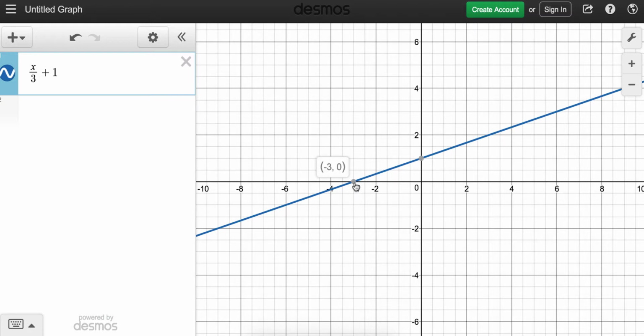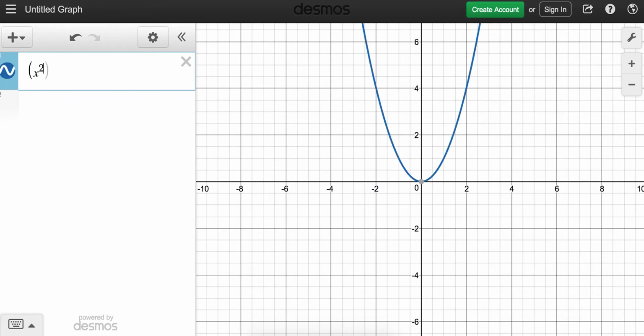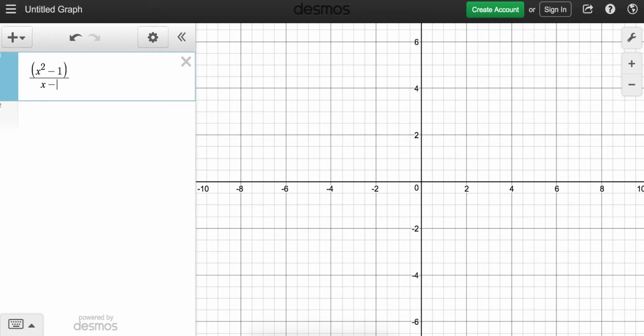So for example, right here, at x equaling -3, we have y equaling 0, okay? So as you can see, if I decrease my x's, my y's also decrease, okay? And if I increase my x's, my y's also increase, okay? However, for a function like x to the 2 minus 1 over x minus 1, okay?